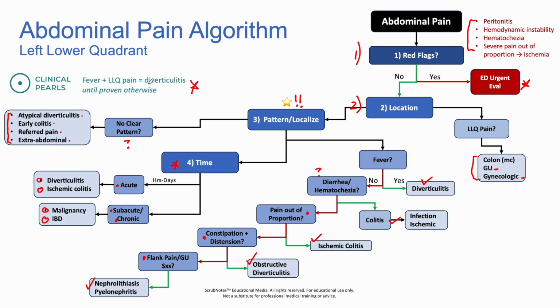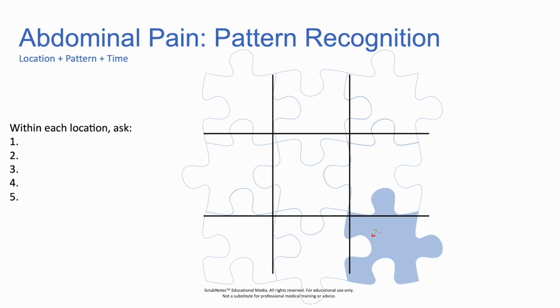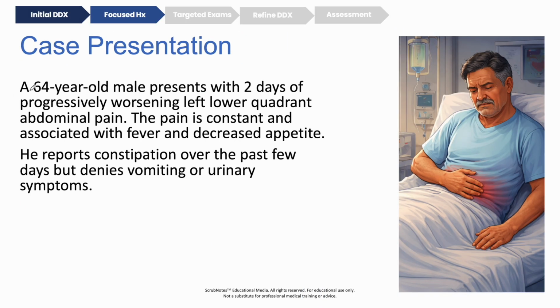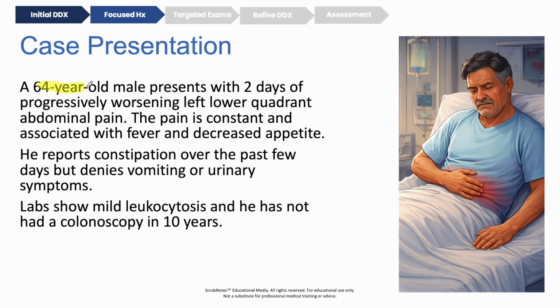Your key takeaway here is fever and lower left quadrant pain is diverticulitis until proven otherwise. Once you localize the pain, you don't memorize lists, you start thinking in patterns. And within each location of the abdomen, you want to ask, is there an inflammatory pattern, obstructive? Is it vascular? Could it be referred? Or is it looking more like extra-abdominal? Remember, location, pattern, and time are your key distinguishers for abdominal pain. Now that we've asked some focused history questions and used our algorithm, let's present our case.